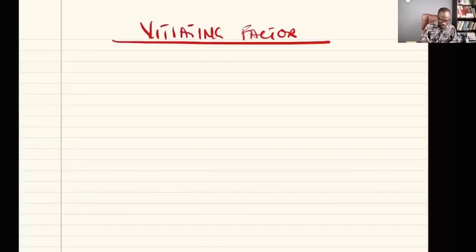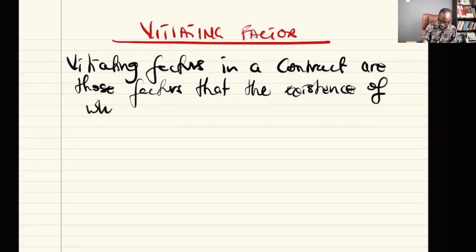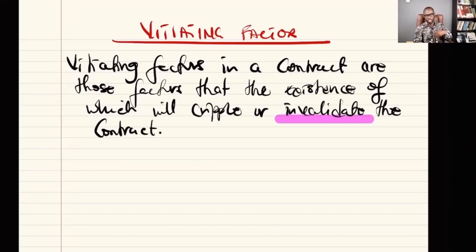Factors. These are those factors, the existence of which will cripple or invalidate the contract. So when these factors can be seen in a contract, if one of them is there in a contract, it makes the contract invalid. In other words, the contract cannot be enforceable in the court.